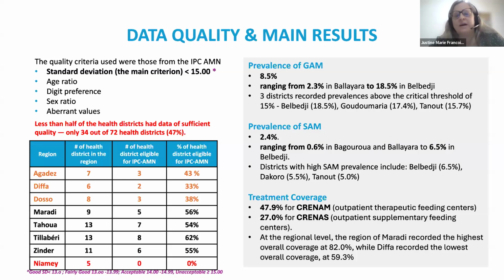Maybe just a little update on the results. The prevalence of global acute malnutrition was 8.5%, varying inside the region, ranging from 2.3% to 18.5%, and the prevalence of SAM was 2.4%. And regarding the treatment coverage, it was 48% for the outpatient therapeutic feeding centers, and 70% for the outpatient supplementary feeding centers. Next, please.